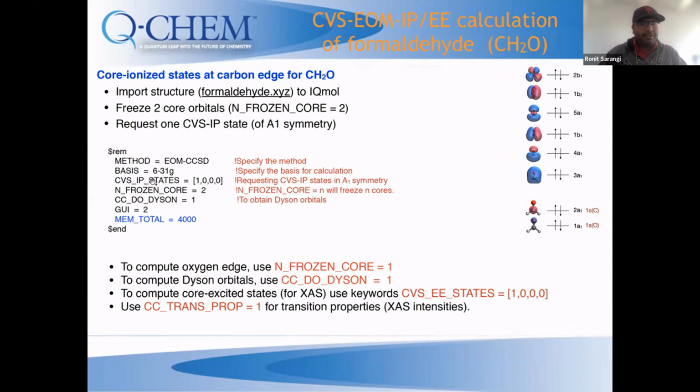The other keywords you have encountered before. For ionization energies, it's important to set CC to Dyson if you want to see the Dyson orbitals. And for excitation energies, you have to comment it out. If you want to calculate the excitation energies, you should remove the CVS IP states and include CVS EE states. And yeah, that's all for this exercise.